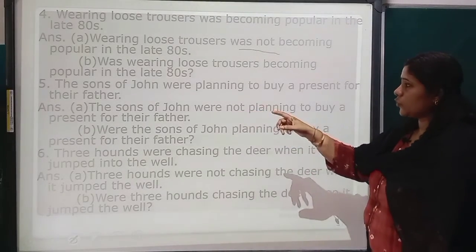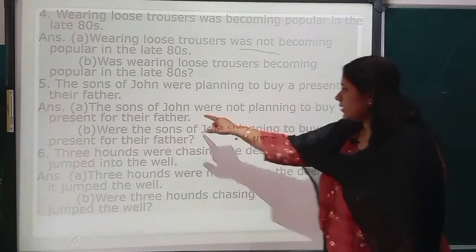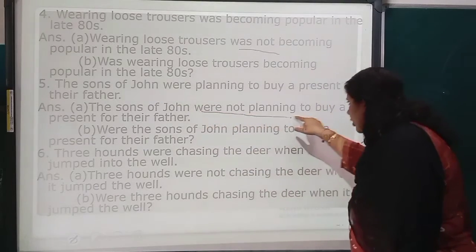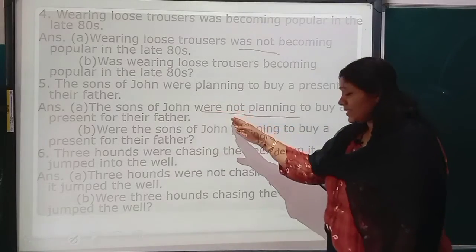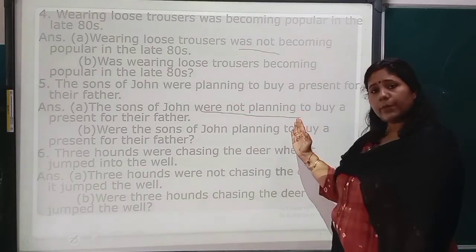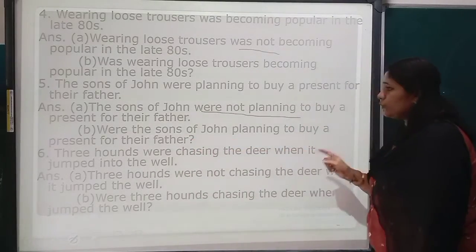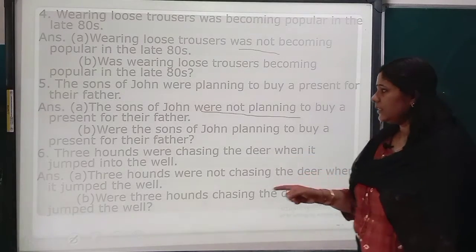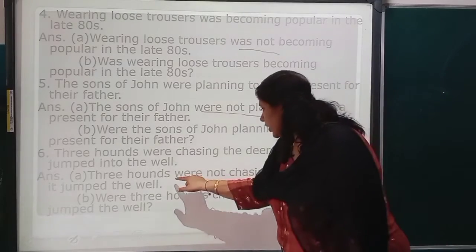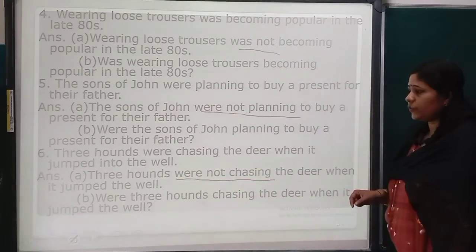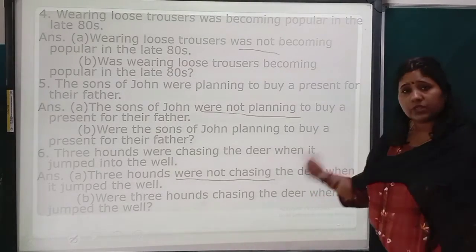The sons of John were planning to buy a present for their father. The sons of John were not planning to buy a present for their father. Auxiliary verb plus not plus the ing form of the main verb. Were the sons of John planning to buy a present for their father? Three hounds were chasing the deer when it jumped into the well. Three hounds were not chasing the deer when it jumped into the well. Were three hounds chasing the deer when it jumped into the well?